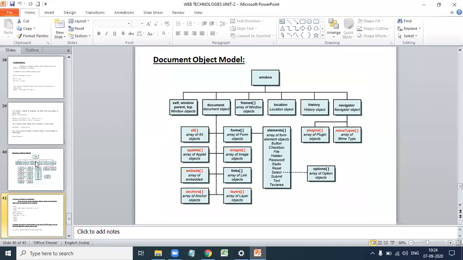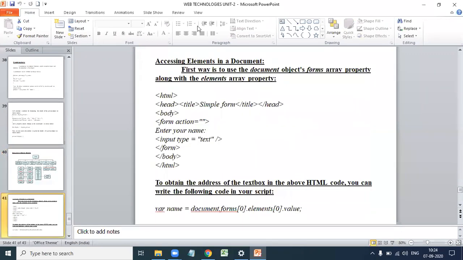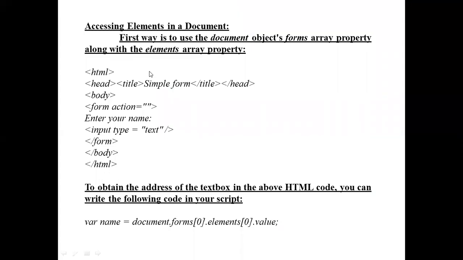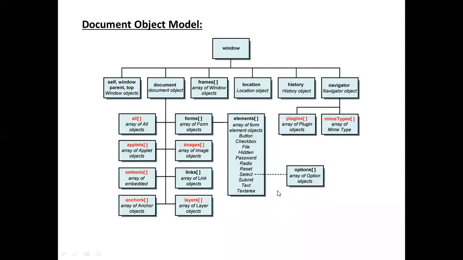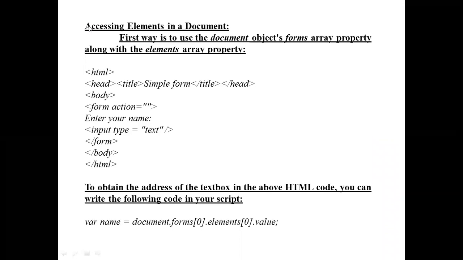Next one, accessing the elements in the document. Suppose you want to access an element, so document dot forms dot elements dot options, if there are any options. So document form element option. Let us see, accessing the elements in the document. There are three ways to access the elements in the document.